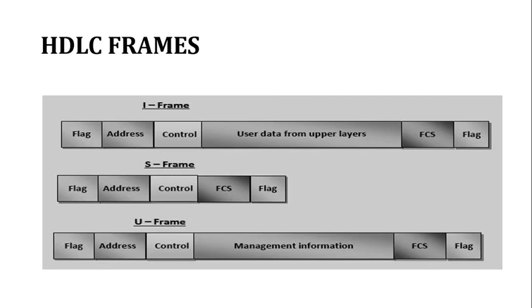Then for the S frame: flag field, address field, control field, FCS, and flag. So these are the fields for the S frame. And for the U frame: flag field, address field, control and management information, then FCS, then flag. So these are the fields for the U frame.